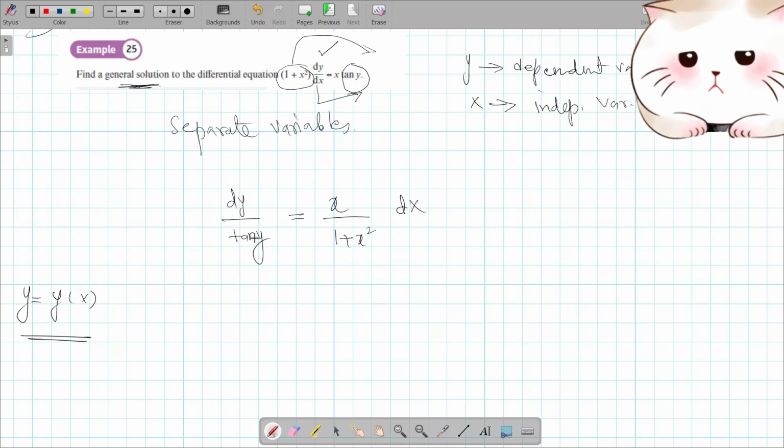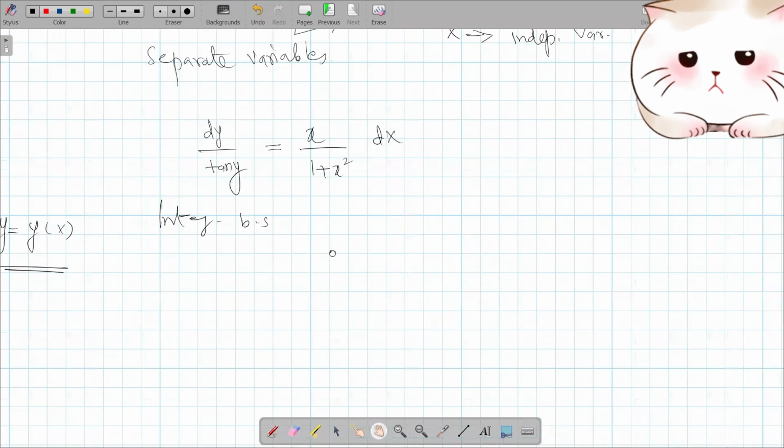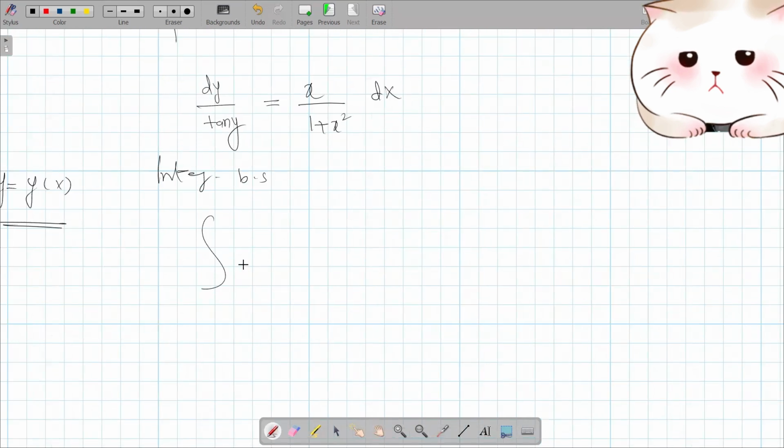So after separating the variables, when you see on one side we have only y, and on the other side we have only the x variable, the second step is to integrate both sides. On the left side you integrate with respect to y, so we give the element dy on the left side. So just give the integral sign on both sides.